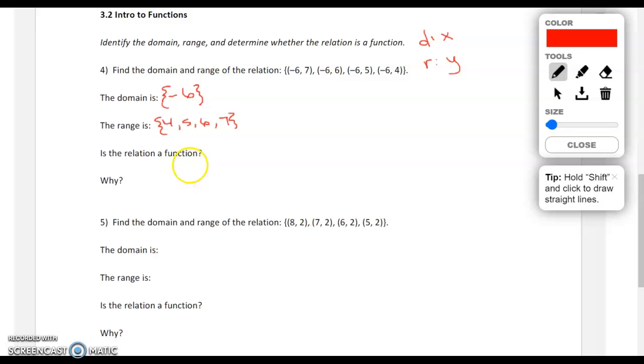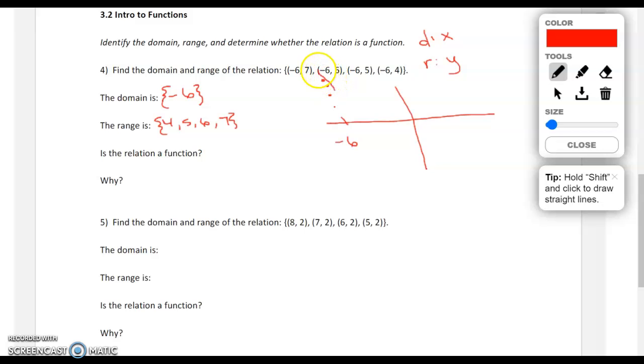We need to know, is the relation a function? So to decide if this relation is a function, we need to make sure there's no repeating x values, okay? Which in this case there are. And another way to think of it is, we'll say this is -6 right here. Well, this would not pass the vertical line test. So a vertical line test is a way to check if it's a function.